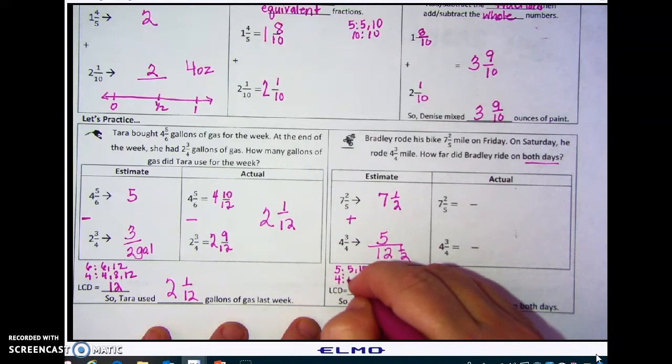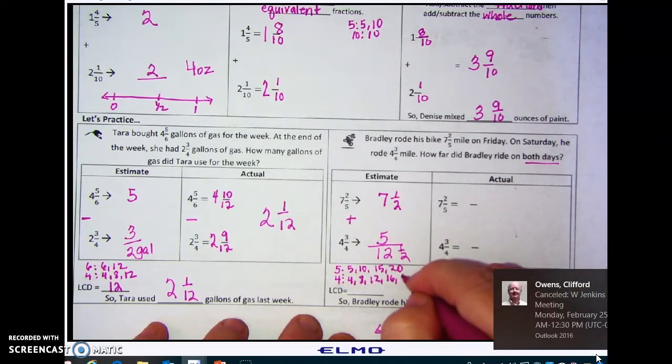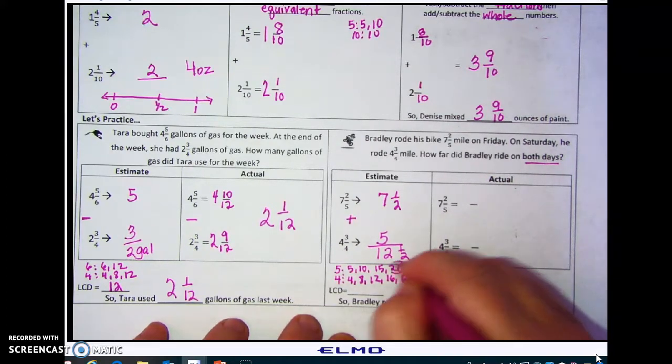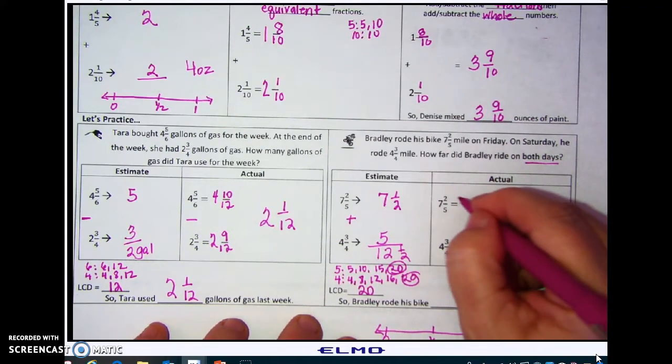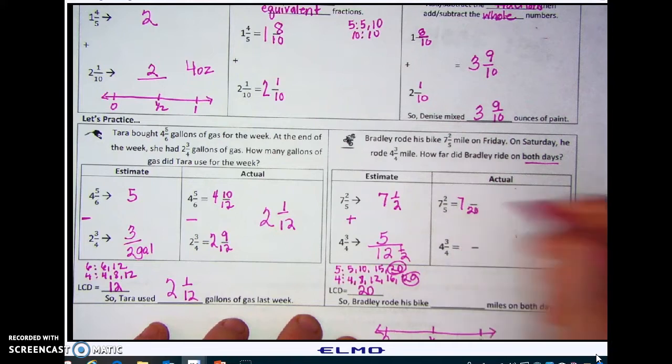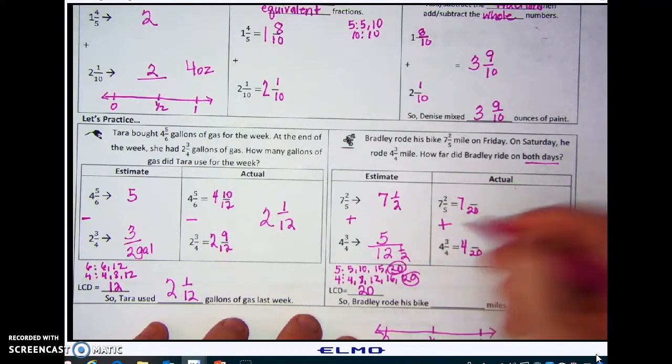And then I have 4. I have 4, 8, 12, 16, 20. So my least common denominator for these two is going to be 20. So I have 7 and something 20ths and 4 and something 20ths, so I can add them together.